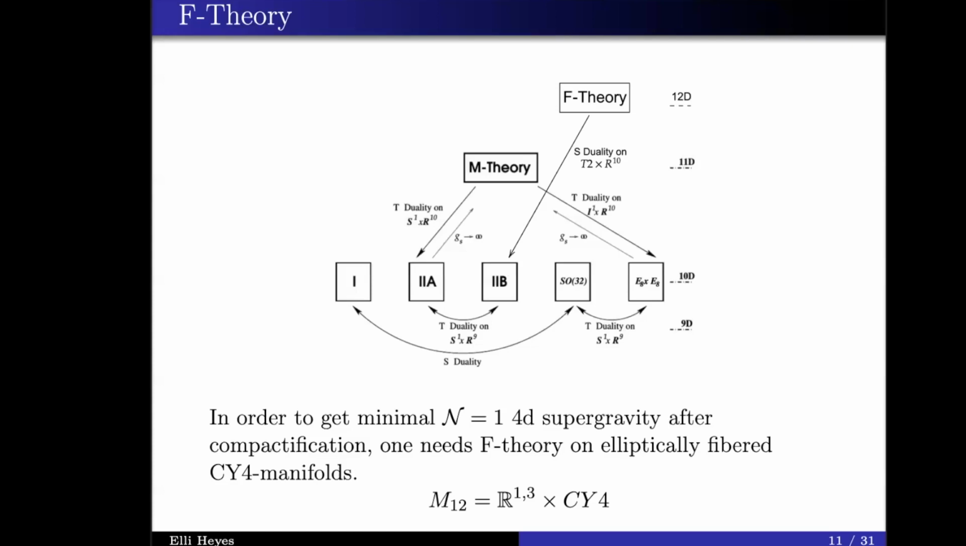Yes, in F theory, again, we want to go down to 4 dimensions. So now we have to hide 8 dimensions. And the compact manifold we use is now a Calabi-Yau fourfold.